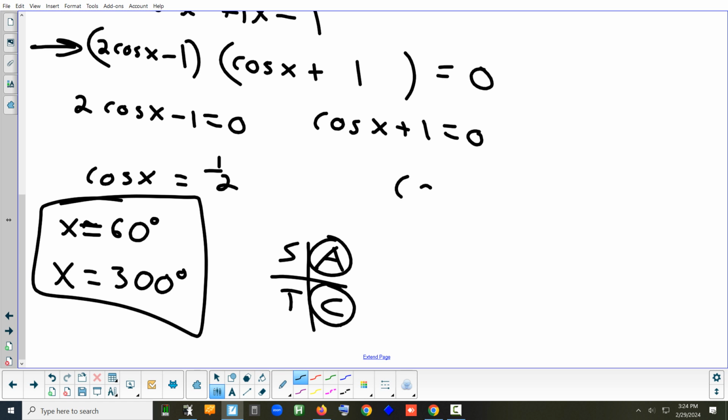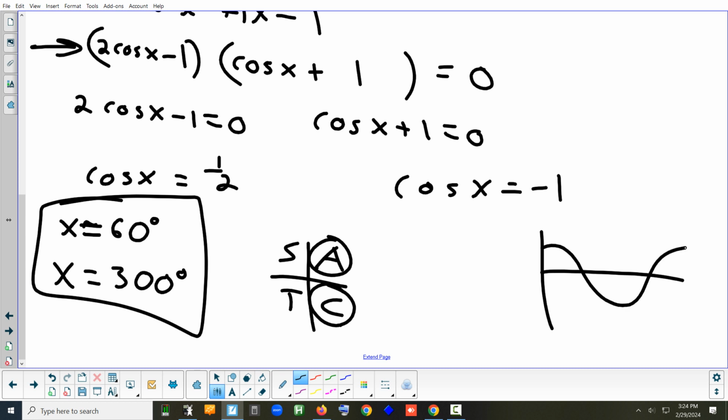Now, when you solve the other one, all you have to do is figure out where cosine hits its lowest point. You could do the inverse cosine, or just think of the graph. Where does cosine hit its lowest value? Pi, so 180. Yep. And there is no second answer because cosine doesn't hit -1 twice. It only hits it once in a cycle. Okay. And those are your 3 answers.